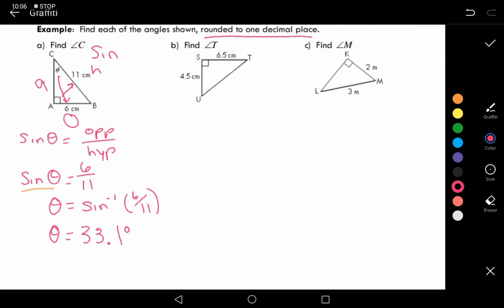All right, moving on to B here. Change my color. So this time it's asking us to find angle T. So again, step 1 is always to label our sides. Okay, so we know across from the right angle is always the hypotenuse.